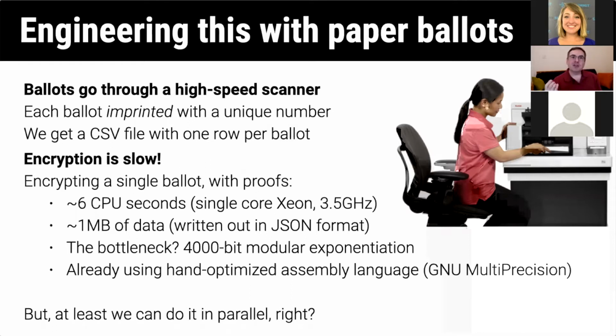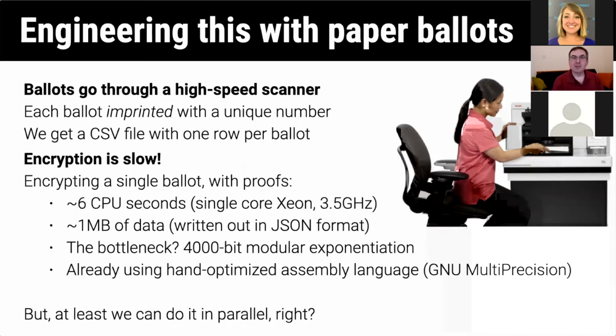Now, the encryption is actually astonishingly slow. So encrypting a typical ballot for a typical election on my desktop machine, which happens to be a 3.5 gigahertz Xeon, takes roughly 6 seconds. That's a long time. And it generates about 1 megabyte of JSON data that is then written to disk per ballot. And you run a profiler, and big surprise, the bottleneck is the modular exponentiation that's at the root of generating the proofs, generating the encryption.